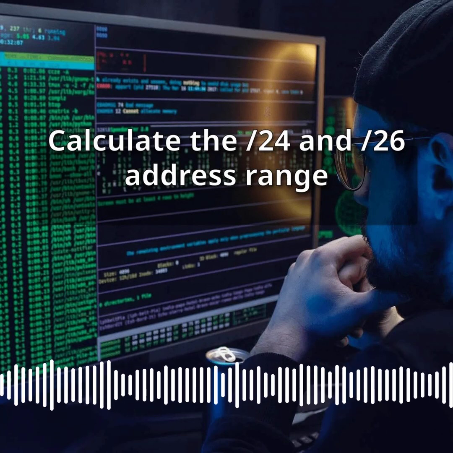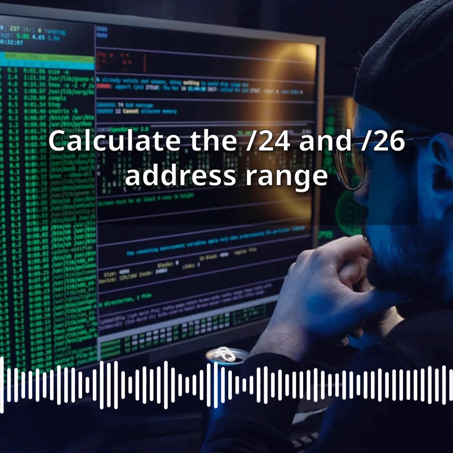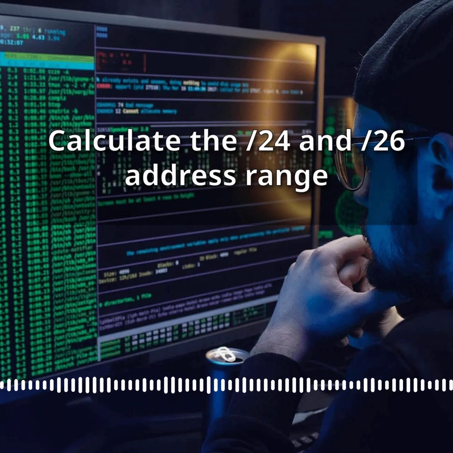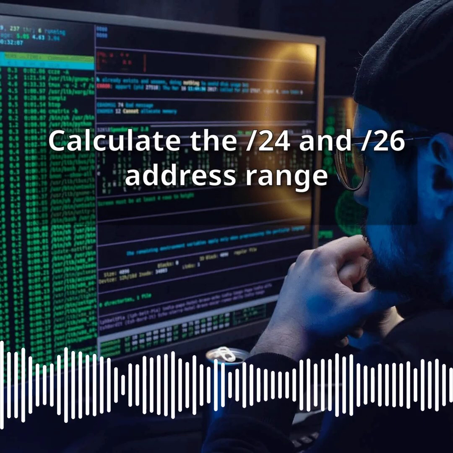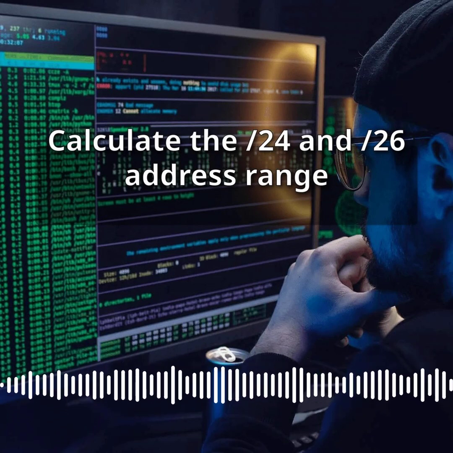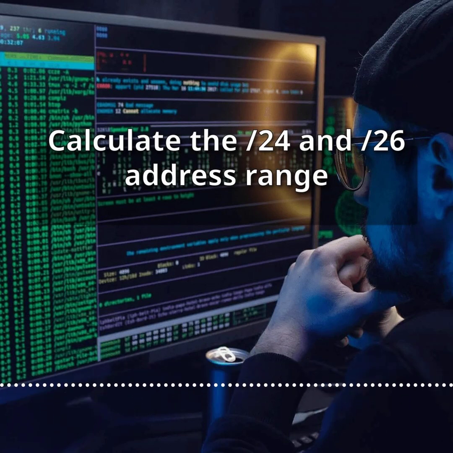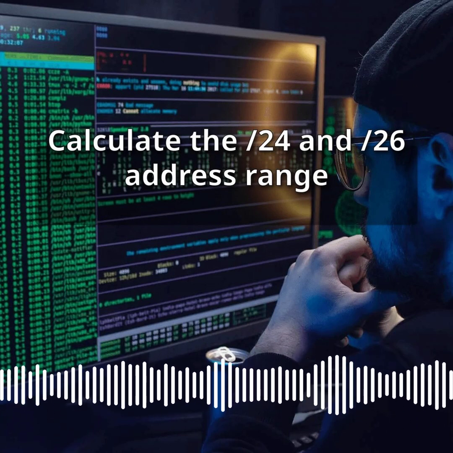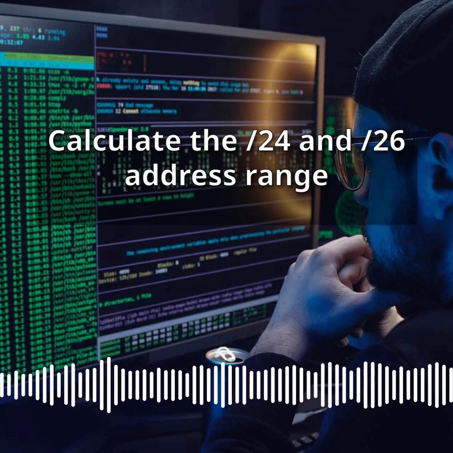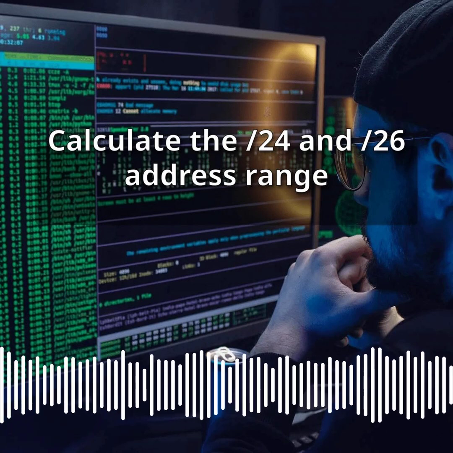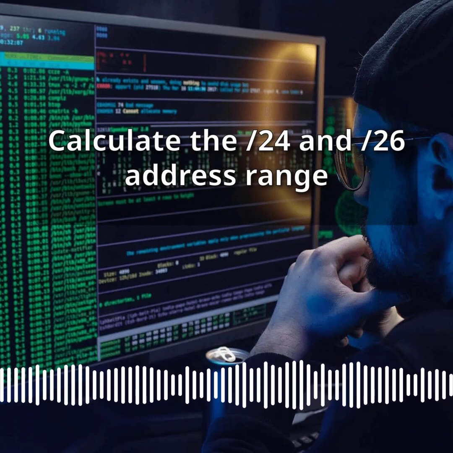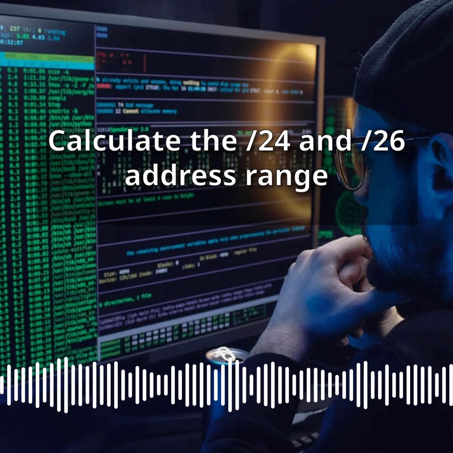The subnet mask for /24 is 255.255.255.0, and for /26 is 255.255.255.192. A common mistake is forgetting to subtract the network and broadcast addresses when counting usable hosts, or miscalculating the block size when there are multiple /26 subnets inside a /24.